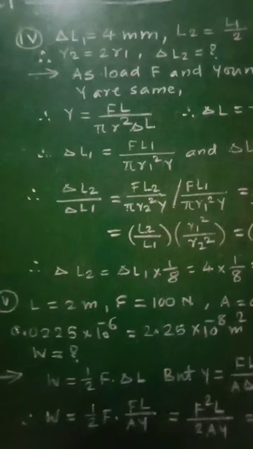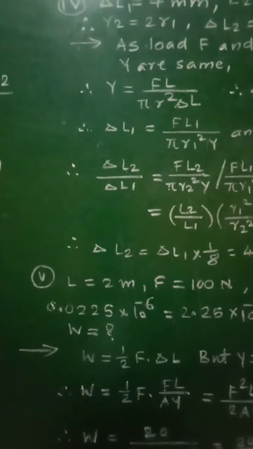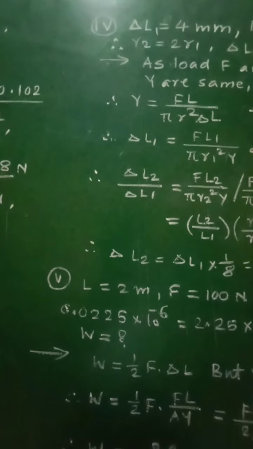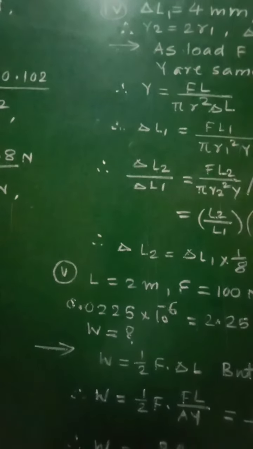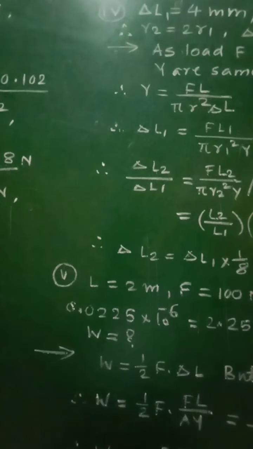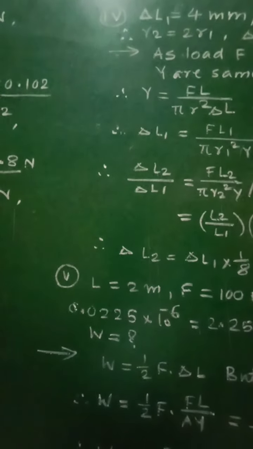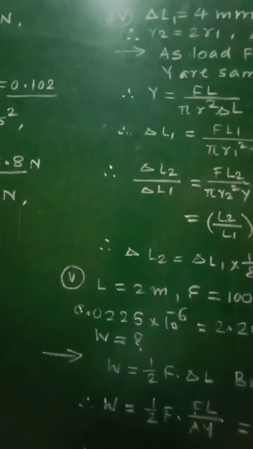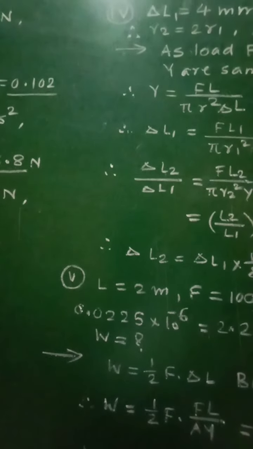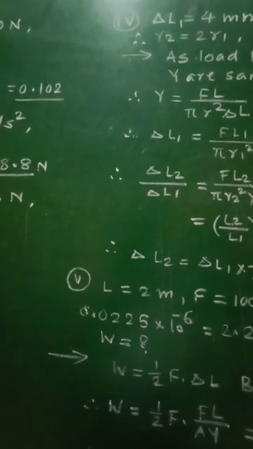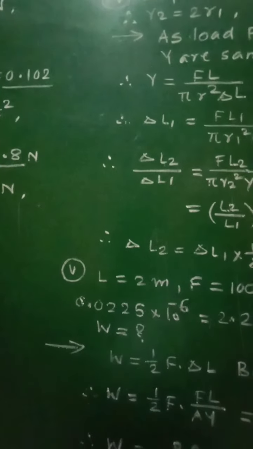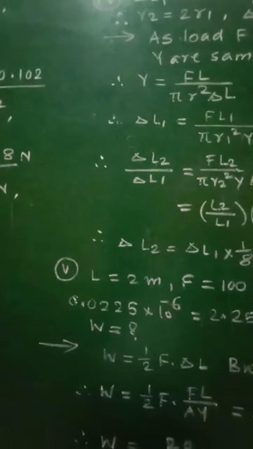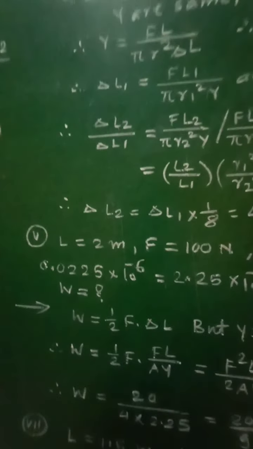Then we will go for the next numerical, that is numerical number 5, which is stated as: calculate the work done in stretching a steel wire of length 2 meter and cross-sectional area 0.0225 millimeters square, when a load of 100 Newton is slowly applied to its free end, given that Young's modulus of steel is 2 into 10 raised to 11 Newton per meter square.